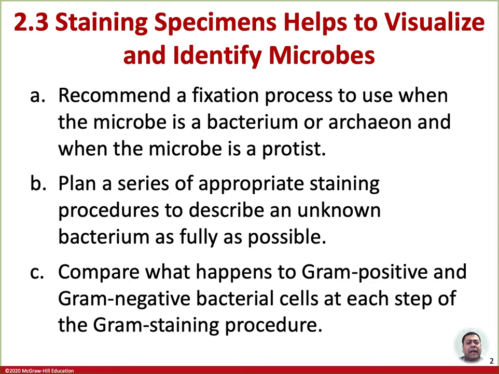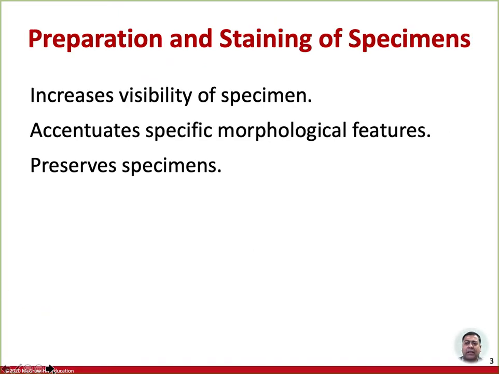And then we're going to plan a series of appropriate staining procedures to describe an unknown bacterium as fully as possible, different types of bacteria. And also we are going to compare how the gram-positive and gram-negative cells differ during each step, and how the two different staining methods actually stain them in different ways. And this is a very, very common process, and we are going to talk about that in detail as well.